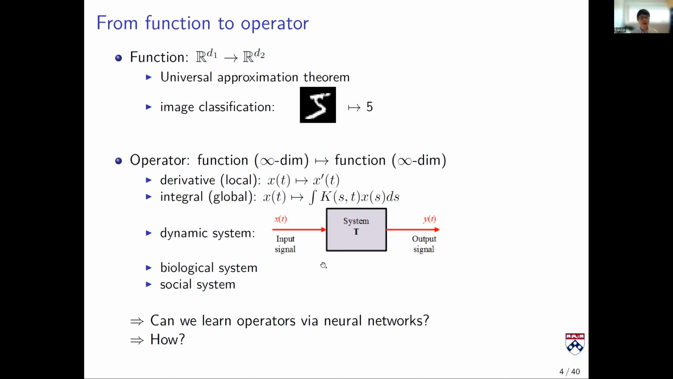Then when we go from function learning to operator learning, we immediately have two questions. The first question is whether we still have the guarantee of the universal approximation theorem in the operator setup, similar to function learning. The second question is, if theoretically we have this guarantee, then in practice, how should we design the network architecture such that the training would be efficient and the network would have high accuracy?